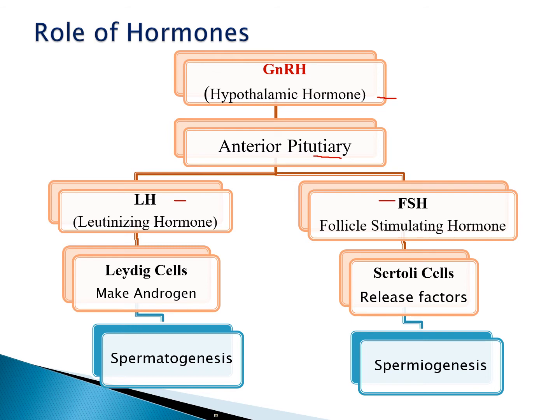The luteinizing hormone acts on the Leydig cells. We can recall that Leydig cells are present around the seminiferous tubules, and their main role is to make the hormones which are the androgens. These androgens act on the region of the seminiferous tubules and spermatogenesis starts. And this is the process of formation of the spermatids. FSH acts on the Sertoli cells, which help in nourishing, and these release certain factors which help in spermiogenesis, that is the modification of spermatids into the sperm.